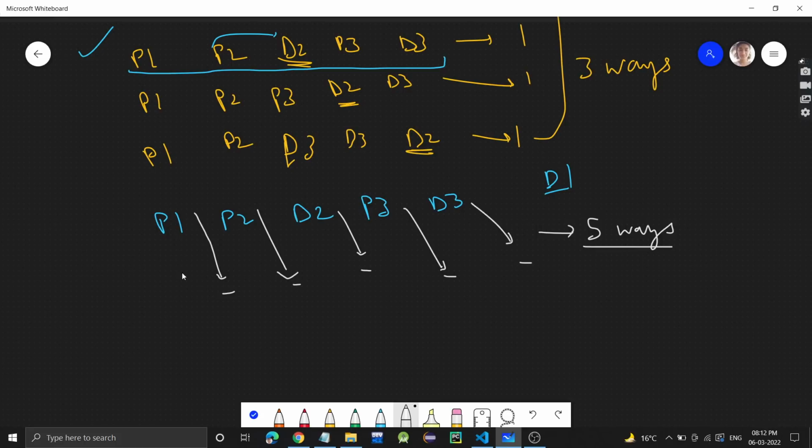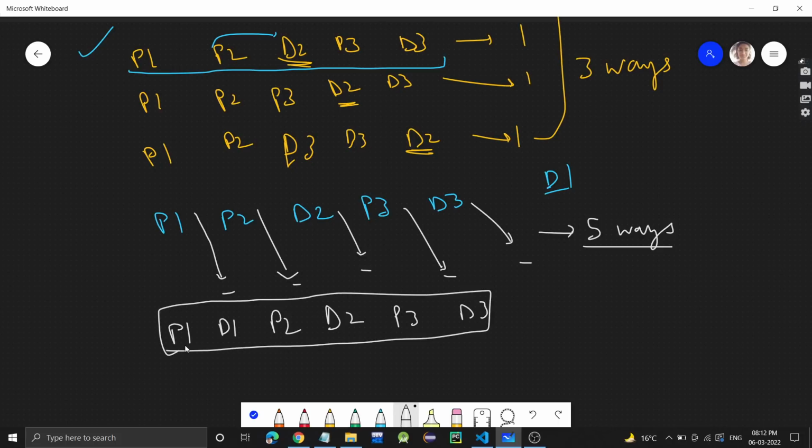For example, we write p1 and then place d1 after the pickup, and the rest as such: p2, d2, p3, d3. So this is one way of arranging pickups and deliveries. Another way could be placing d1 after p2. So p1, p2, then d1, and then the rest d2, p3 and d3. So in this way there will be 5 ways of placing d1.